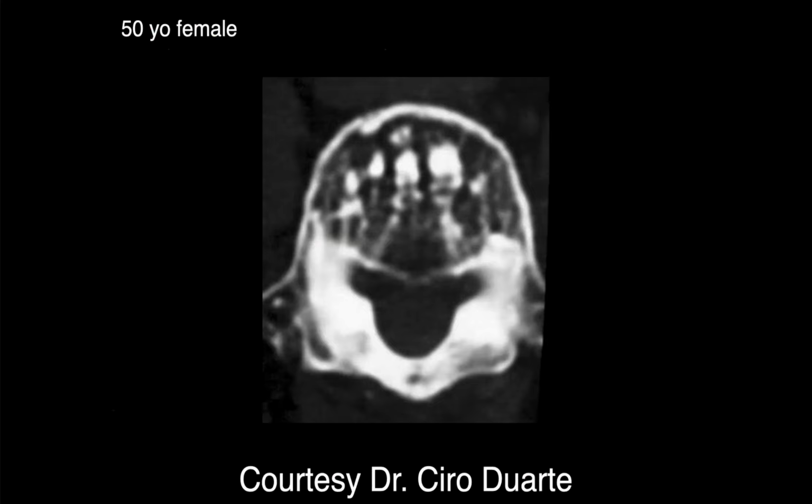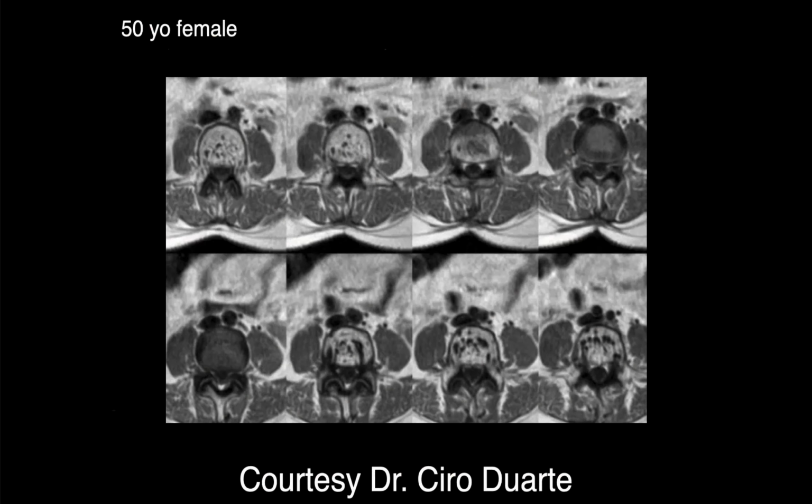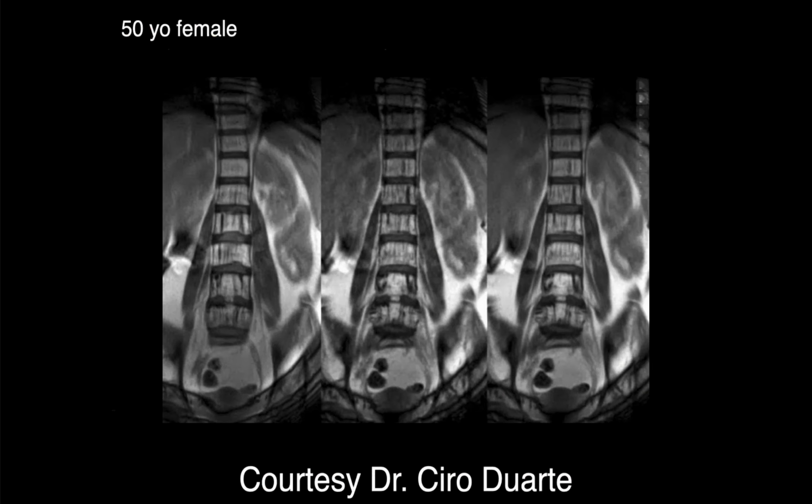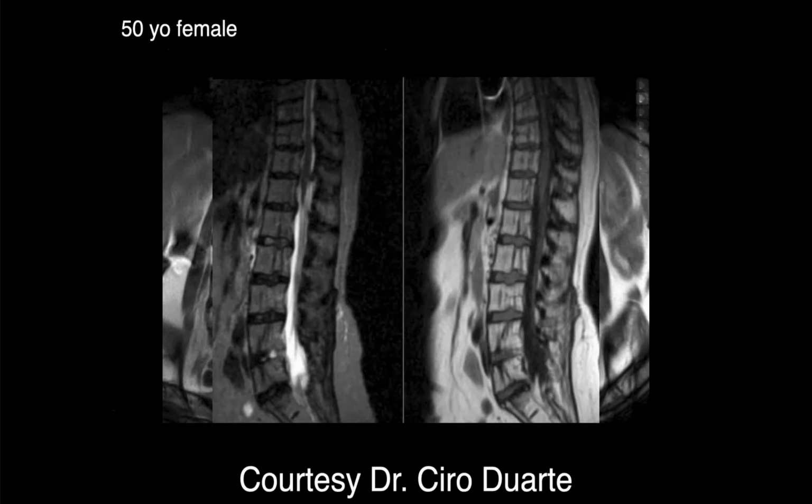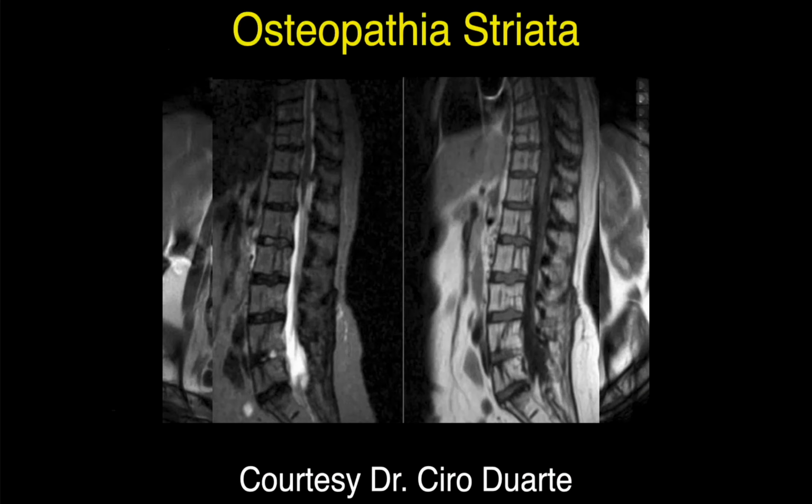Dan. 50-year-old female, axial view, CT shows some thickened trabeculae. Differential right now would be like Paget's. You can see it there. Here's the MR. I mean, that doesn't look too thick to be hemangiomas. So it's pretty diffuse for Paget's. Paget's usually is more localized. And this is osteopathia striata.